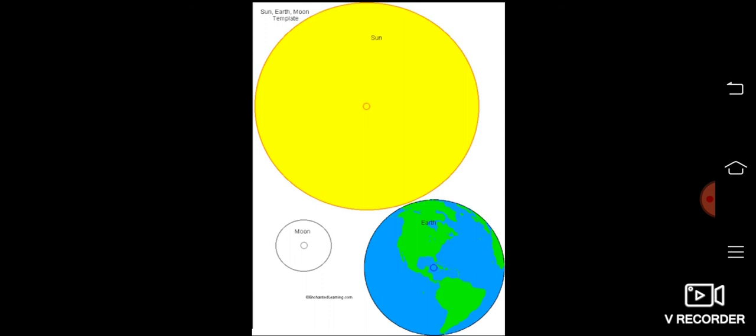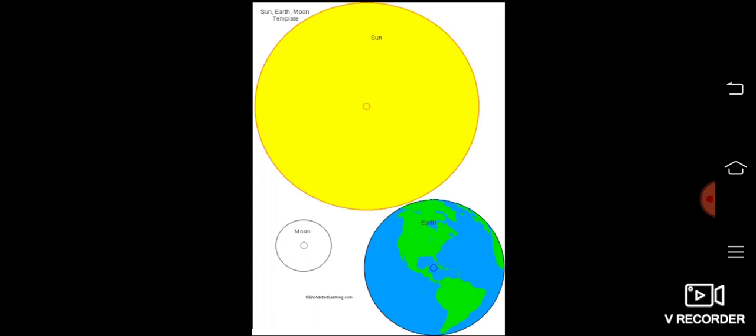What about the size? So the earth is smaller than the sun and the moon is smaller than the earth. But why does the moon seem so big? Why? Because it is closer to us. It is closer than the sun.